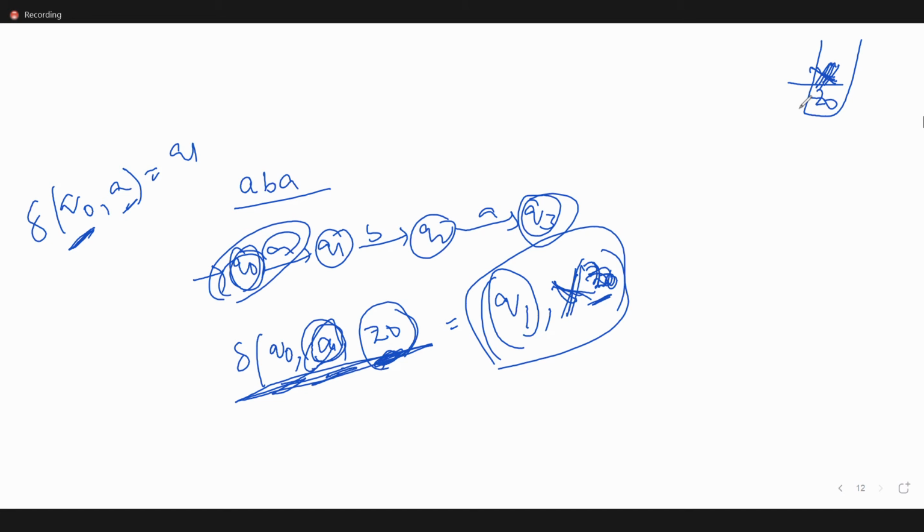Ma'am, when we're pushing into the stack, first we consider Z naught, then we start with A, then B and A? The string is ABA. First we are starting with A. A gives you Q naught X Z naught. Suppose next is Q1 on the next input symbol B. What is the top of the stack now? B, ma'am. I'm not asking the input symbol, I'm asking the top of the stack. What is the top symbol in the stack? A, ma'am.